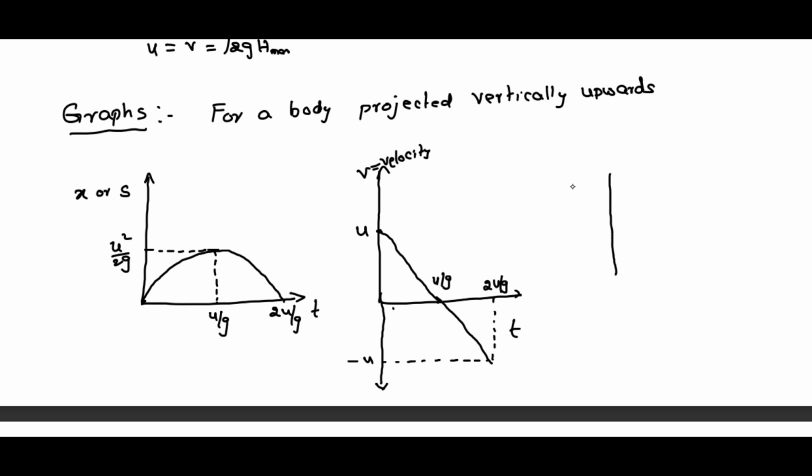While coming to acceleration time graph, here in the case of vertically upward thrown body, we are taking a is nothing but equal to minus g. So these are the position time graph, velocity time graph and acceleration time graph for a body which is thrown vertically upwards.